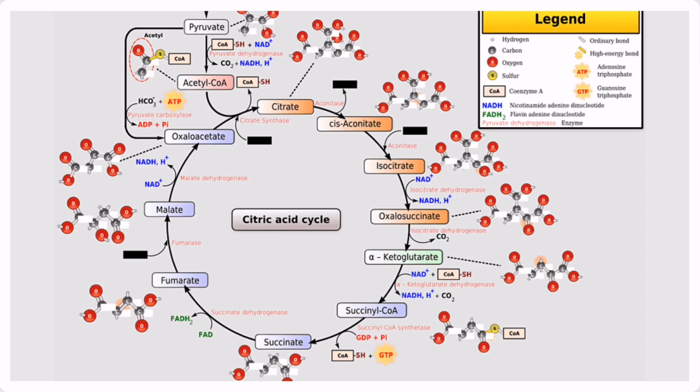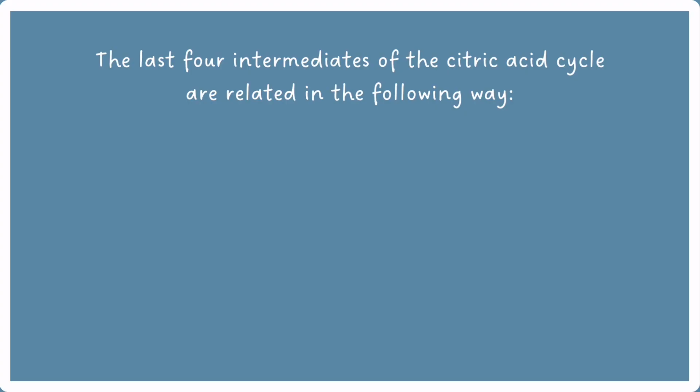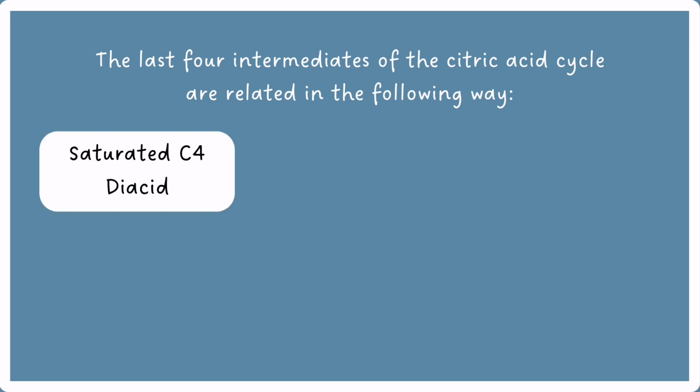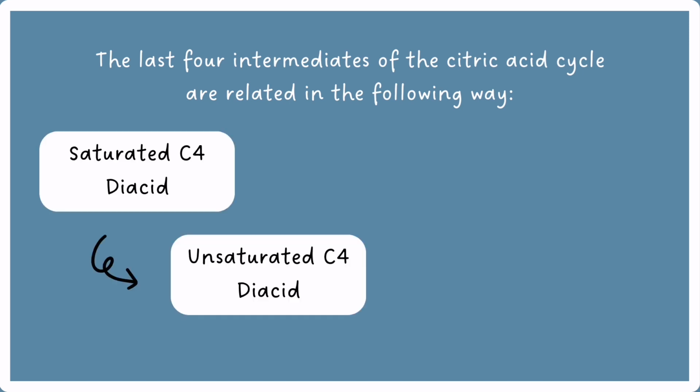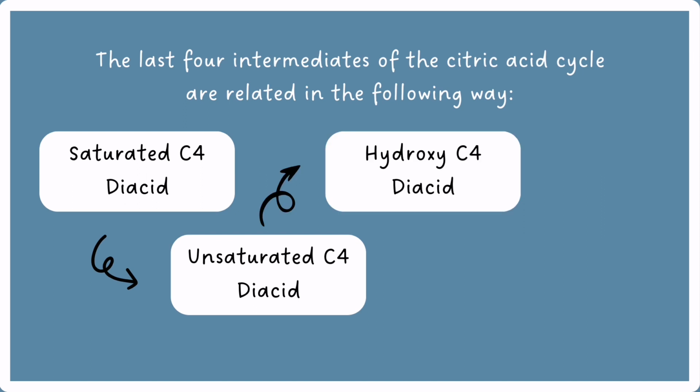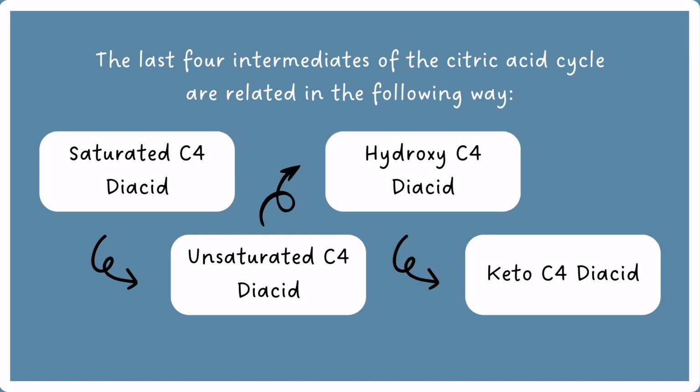All of the carbon chains connected to ACP in the first cycle of the 4 repeated reactions in lipogenesis are C4 chains. There are several connections between these two groups of C4 organizations. The last 4 intermediates of the citric acid cycle are related in the following way: saturated C4 diacid, unsaturated C4 diacid, hydroxy C4 diacid, keto C4 diacid.